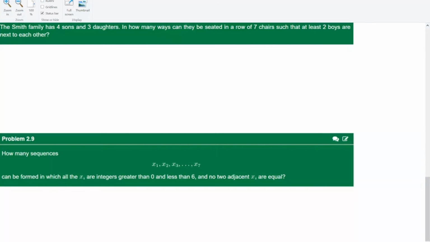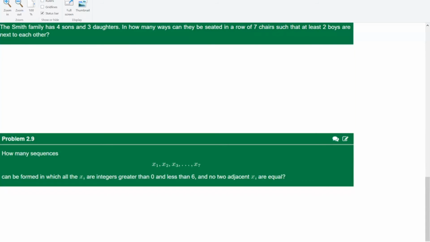We will now discuss constructive counting. With this method, we think about how to construct an object step by step. Multiply the total number of ways to produce the item at each step. To illustrate this idea, we will solve problem 2.9 of section 2.4.